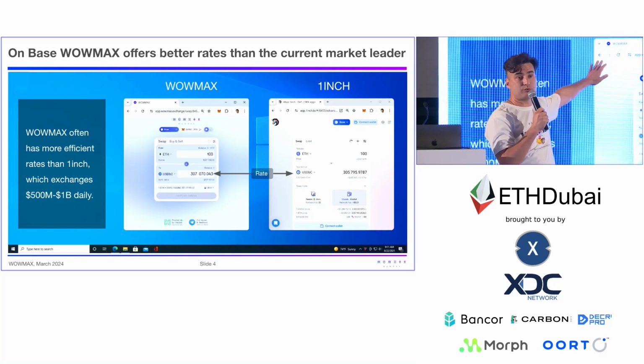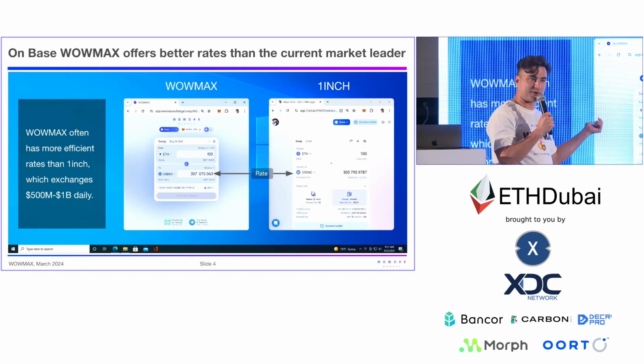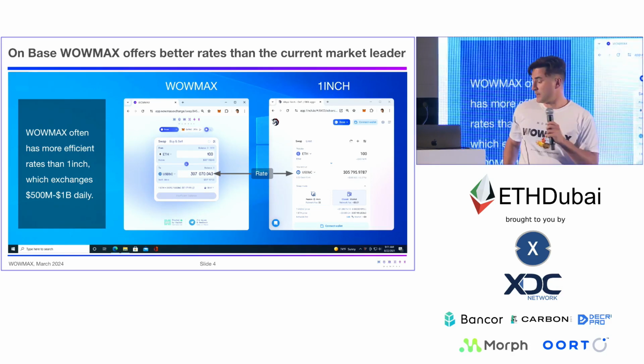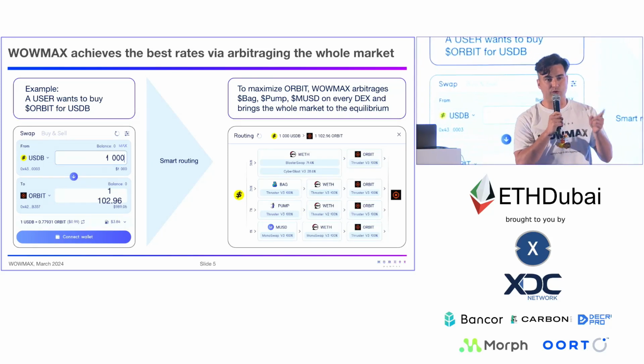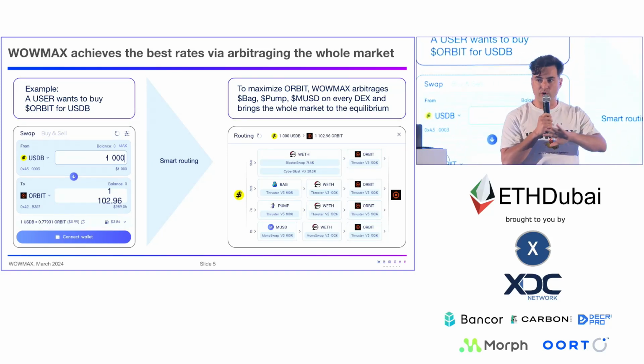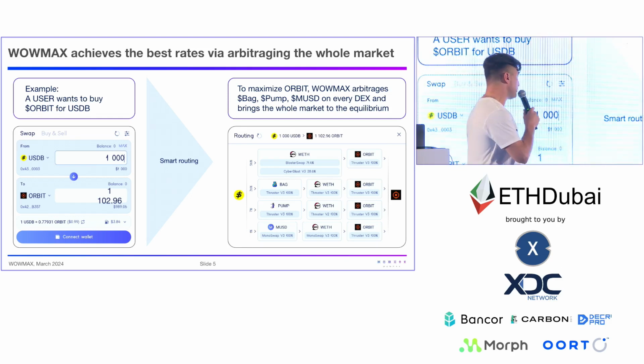Basically, we compete with very professional teams, such as Odos, if you know, such as 1inch, Paraswap, Kyberswap. So our market is very competitive, but you can check it out. Our rates are excellent. The way we do it is, with a single swap, we arbitrage the whole DEX market. We bring the whole DEX market into equilibrium.